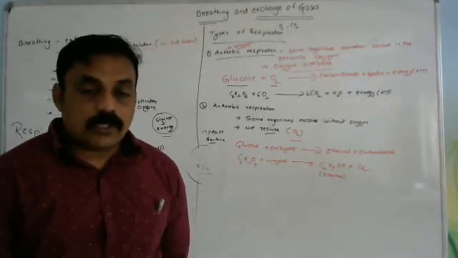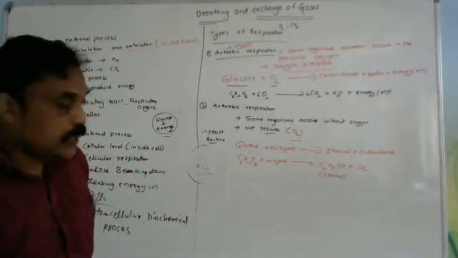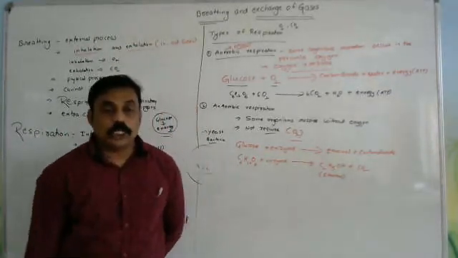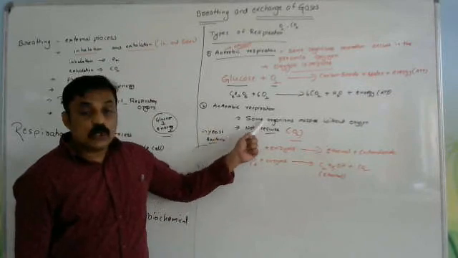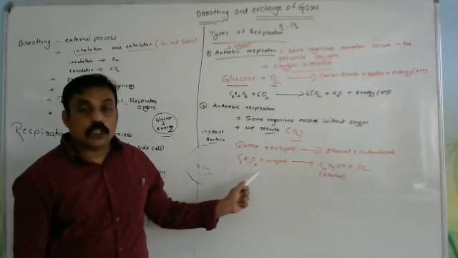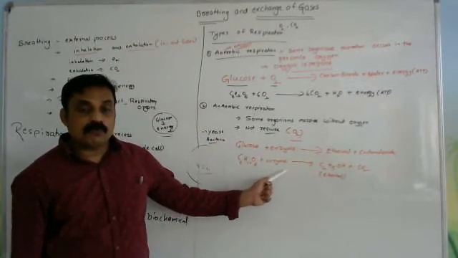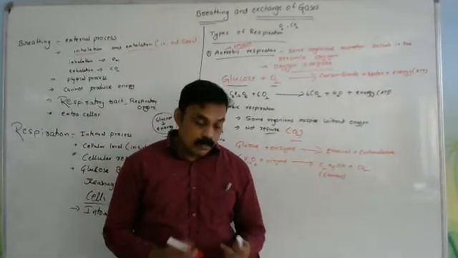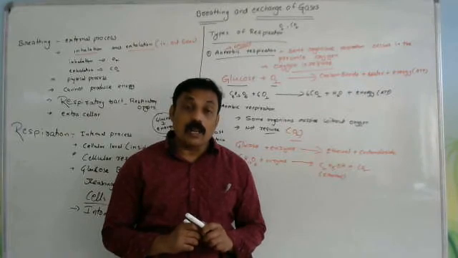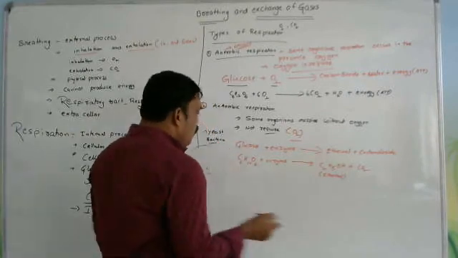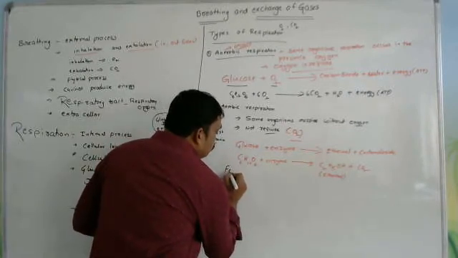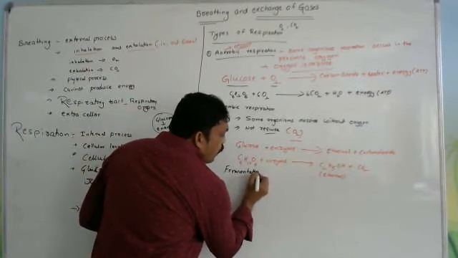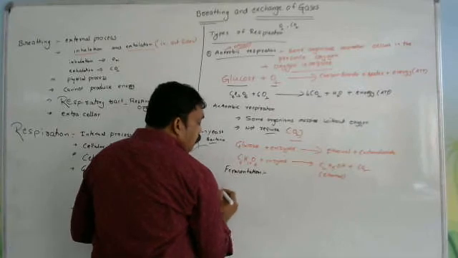So in the process of anaerobic respiration, there is no involvement of oxygen. Without oxygen, in the presence of enzymes, they release ethanol. That process we call fermentation. What is the meaning of fermentation?